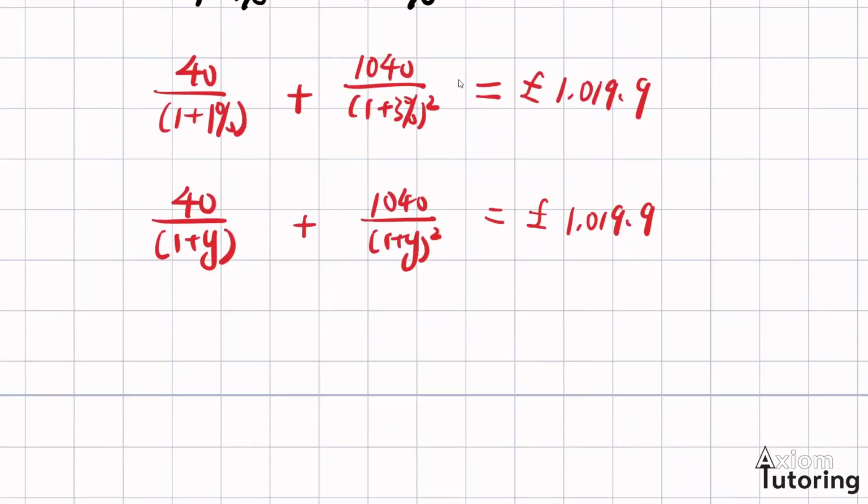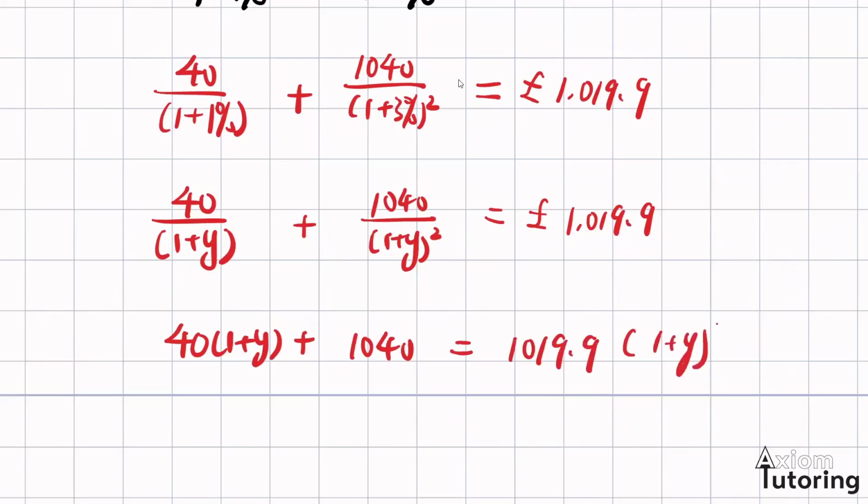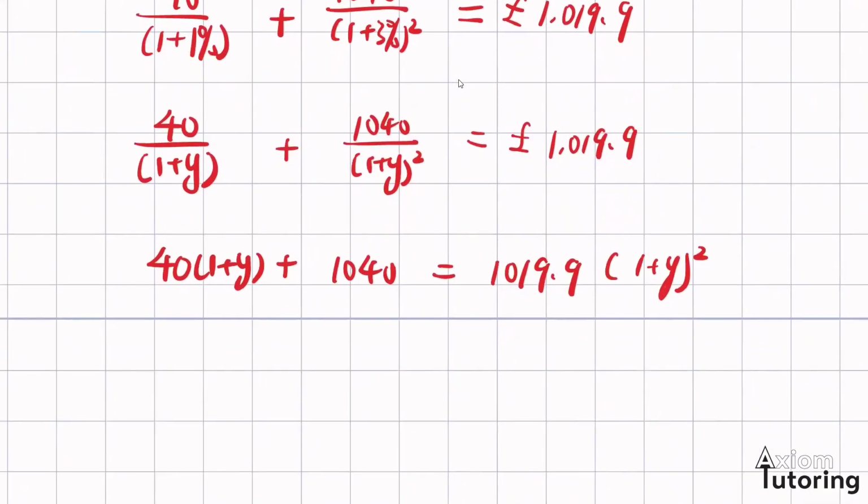Okay, so let's just do it by hand. Let's multiply both sides by 1 plus y to the power of 2. So this becomes 40 times 1 plus y plus 1,040, and that's going to equal 1,019.9 times 1 plus y to the power of 2. Okay, and what we can do next is to simplify this, so we can put it into our very familiar form of a quadratic equation.